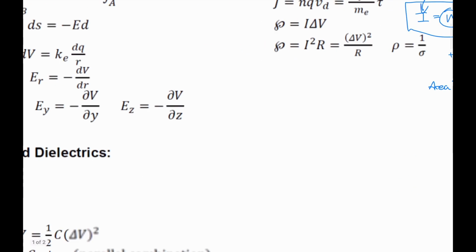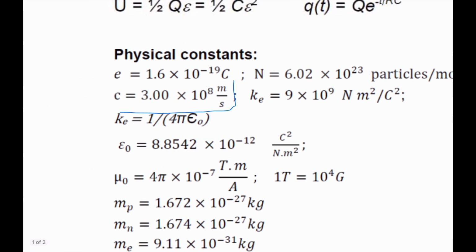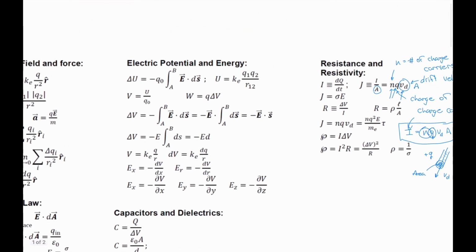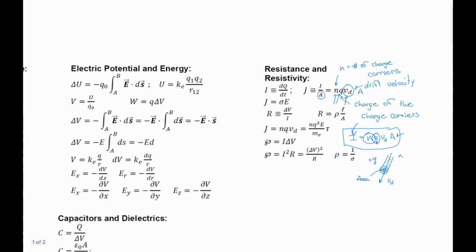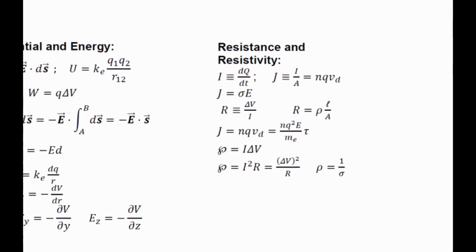And also that is where this equation here, or this physical constant, the speed of light, might come in. Because sometimes they say, oh, electrons are moving through this wire at the speed of light. Calculate the current if there's this many electrons, or some question like that. So that is current and current density.